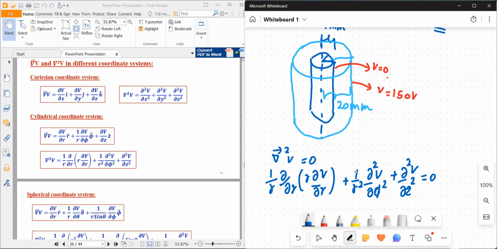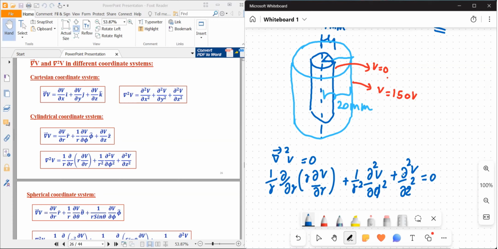So we can eliminate these two terms, this one and this one, because potential is not going to vary with psi, or with Z. Therefore, potential is only going to vary with R. So when we consider psi, V is going to be constant. Therefore, when we do the differentiation, this term is going to be 0.